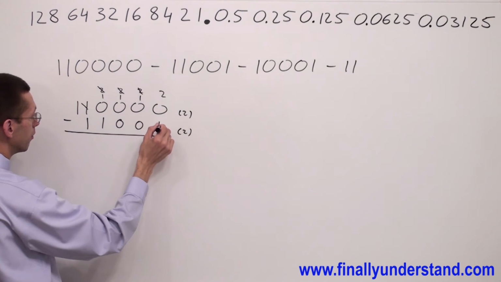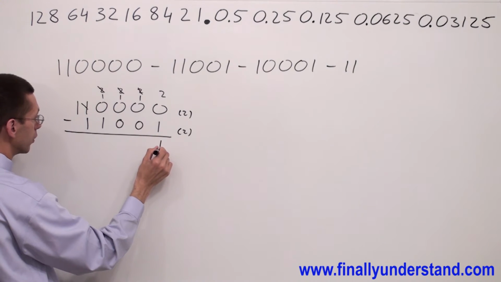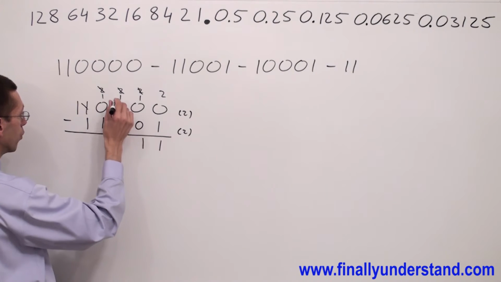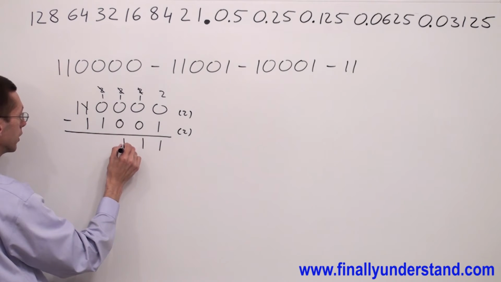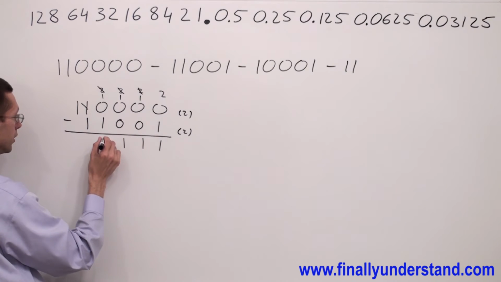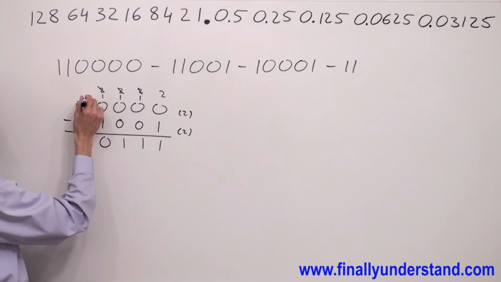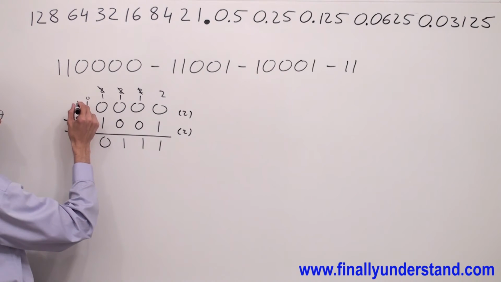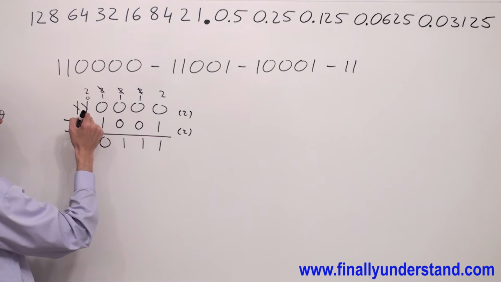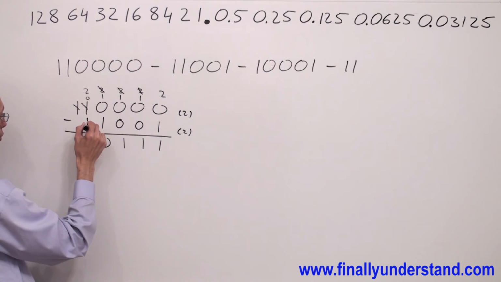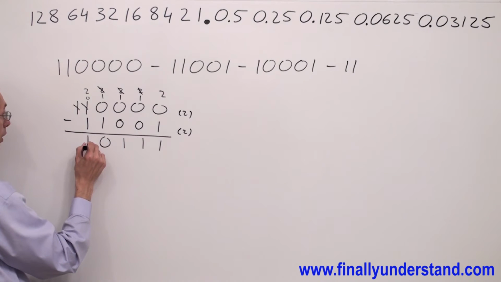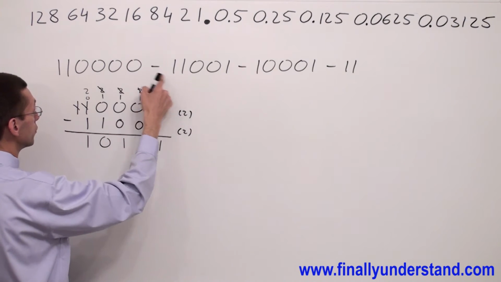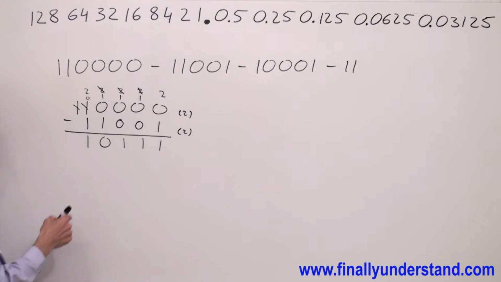2 minus 1 gives me 1. 1 minus 0 gives me 1. 1 minus 0 gives me 1. 1 minus 1 gives me 0. I have 0 over here because I borrowed that 1. So I have to borrow 1 from here. This borrowed 1 becomes 2, and I have 2 minus 1 is equal to 1. So the answer for the subtraction of these two numbers is this one.